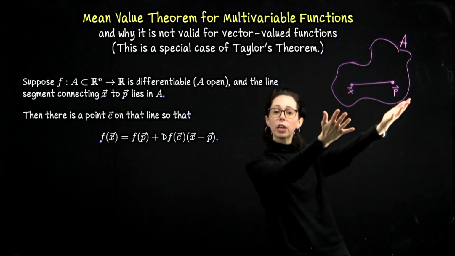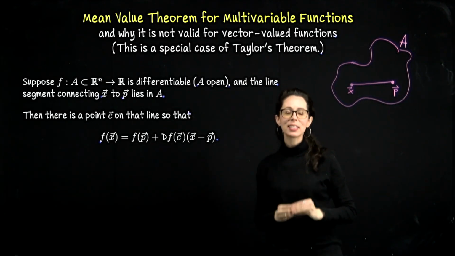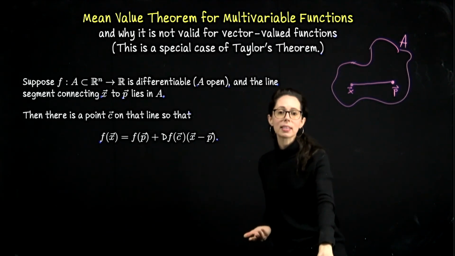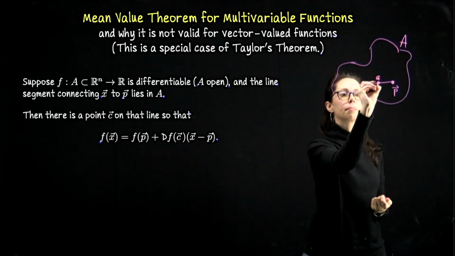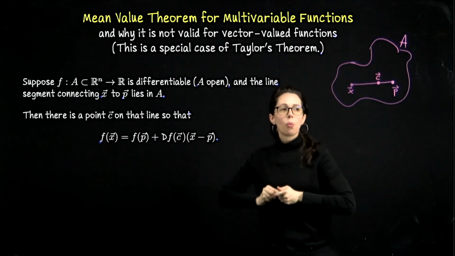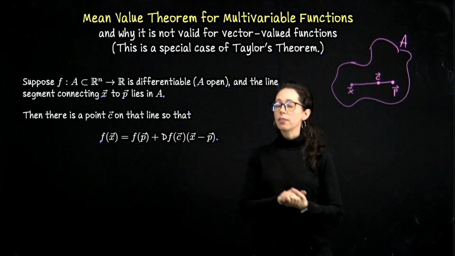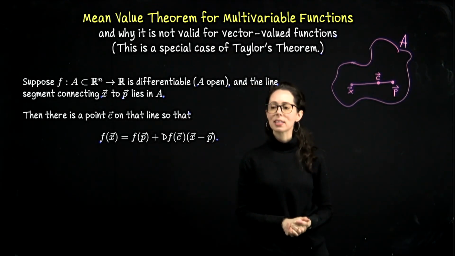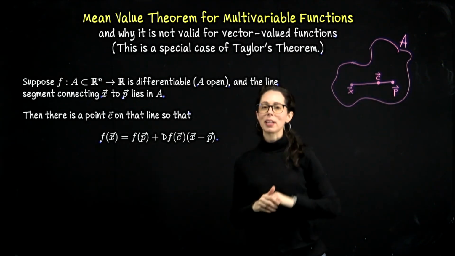Okay, so if this is the configuration that you're looking at, then somewhere between X and P, there's a point C, which I will add to this picture as, say, here, where we can say that the value of our function at X equals the value of our function at P plus the Jacobian at C times the difference vector X minus P.